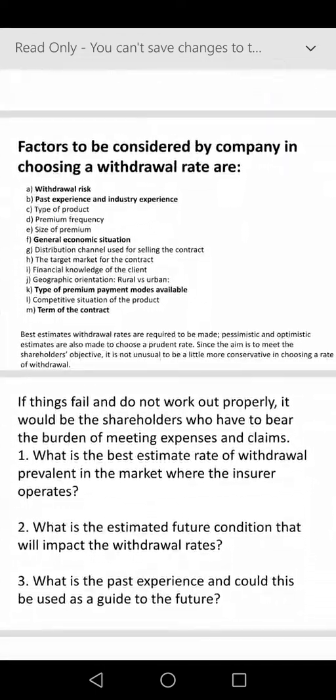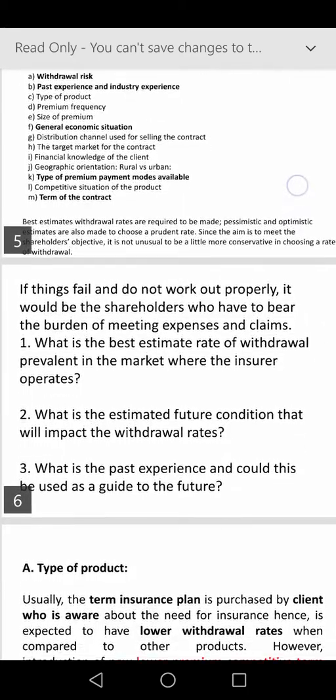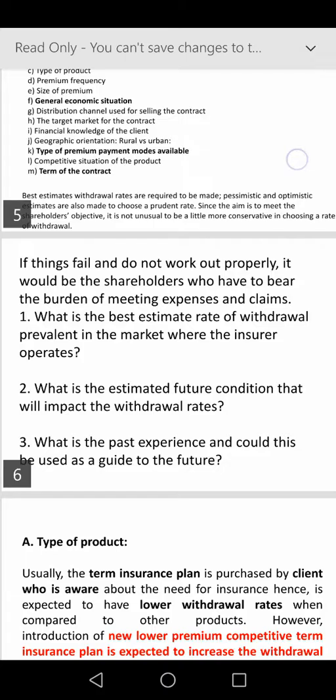Now, what are the major factors which insurance companies keep in mind while deciding their withdrawal rates? The factors are listed here as withdrawal risk, past experience and industry experience, type of product, premium frequency, size of premium, general economic condition, distribution channel, target market, financial awareness or knowledge of your client, geographical orientation of your client, type of premium payment modes available, and competitive situation about the product with various terms and conditions attached to a policy.